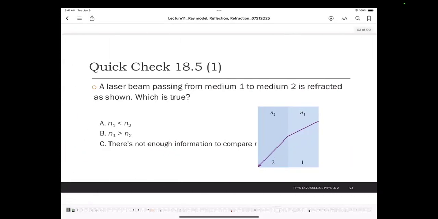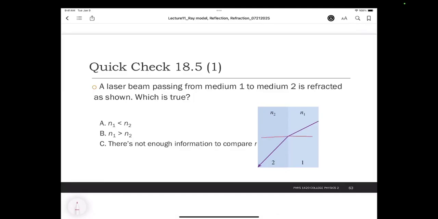Okay, let's talk about some quick check questions. A laser beam passing from medium 1 to medium 2 is refracted as shown. Which is true? This lets you tell which index of refraction is bigger and which one is smaller. So what we need to do is look at the refraction phenomenon.